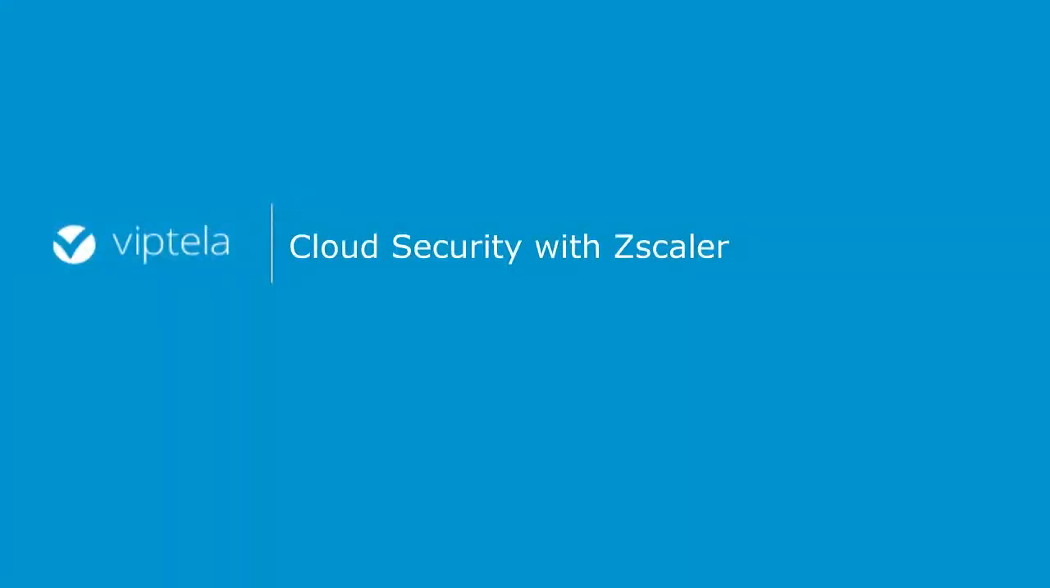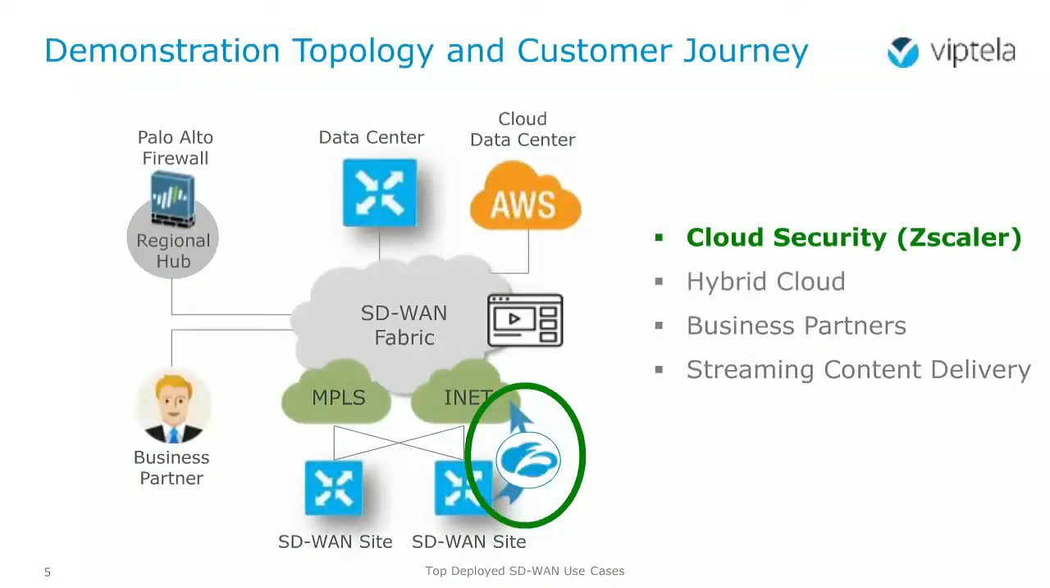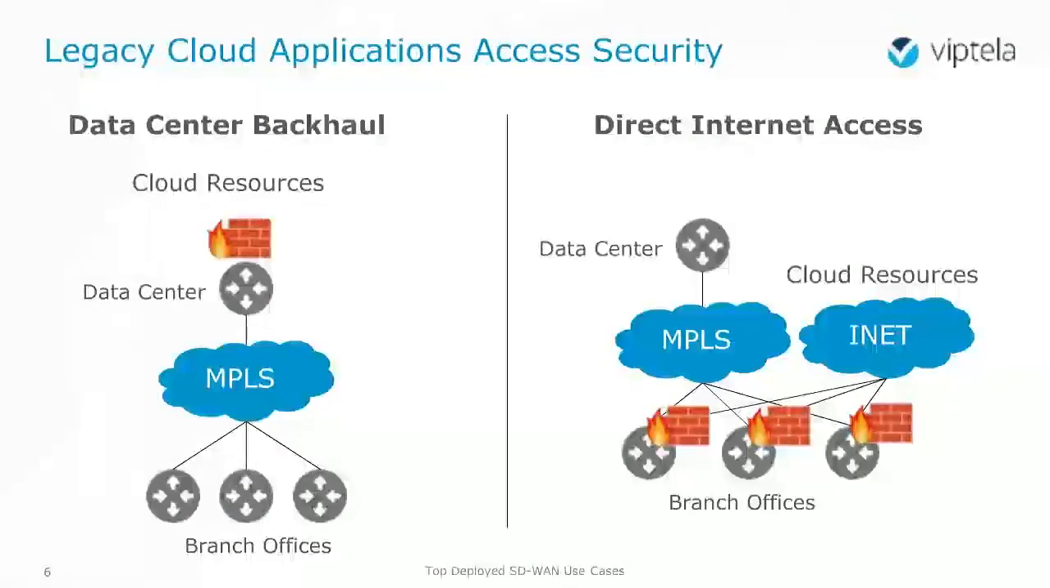So let's start talking about cloud security integration with Zscaler, that's going to be the area of focus. Before we jump into the actual use case, if you look at how connectivity into the cloud applications and the cloud resources was accommodated in legacy environments, you really are looking at 2 different models. You have the data center backhaul model, where you are primarily relying on the MPLS network for connectivity from your branch offices into your data centers, and that is where your connectivity to the cloud resources is provisioned.